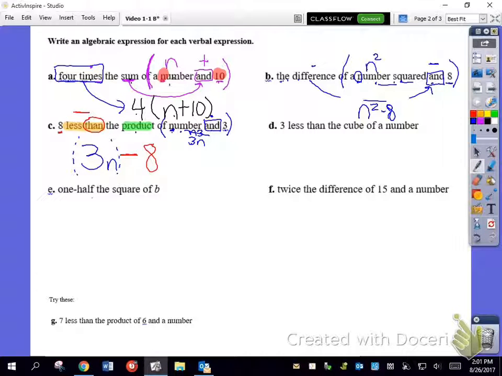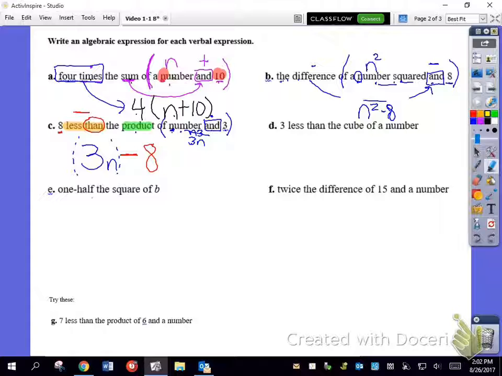When there's a plus and there's a number in front, when it says 4 times the sum or 4 times the difference, the parentheses is mandatory. But this is 8 less than, so the 8 is by itself in the back, so I don't need the parentheses around 3n.